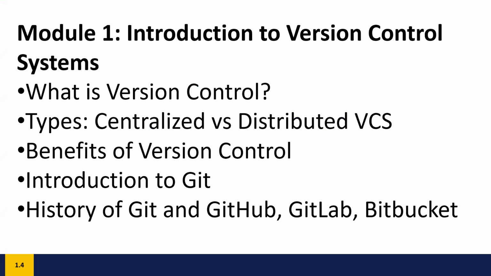We'll cover the modules, module wise, guys. Introduction to version control system in the first module. What is a version control system? Types of version control system: centralized version control system or distributed version control system. Benefits of version control system. Introduction to Git, history of Git and GitHub, GitLab, Bitbucket. If you learn any one of these, guys, it will be very easy to understand the remaining also.